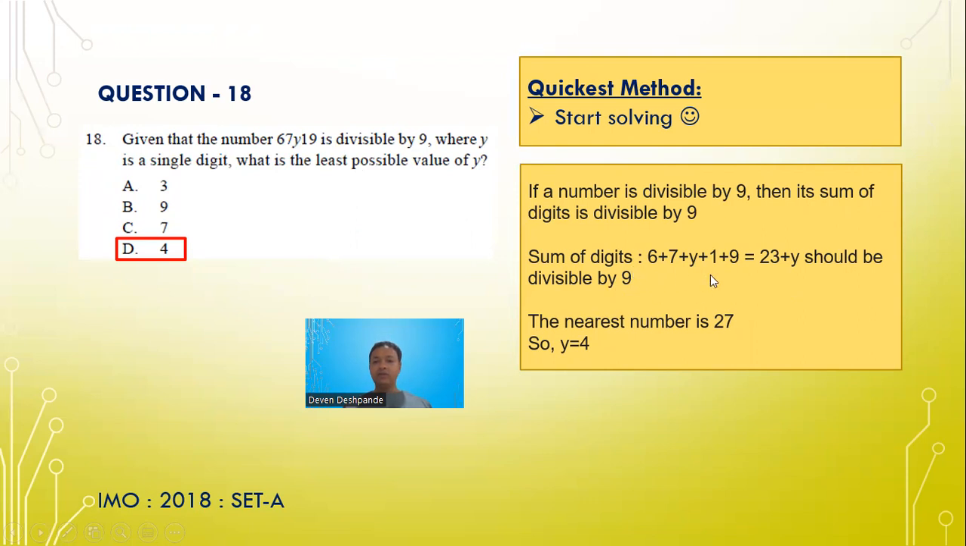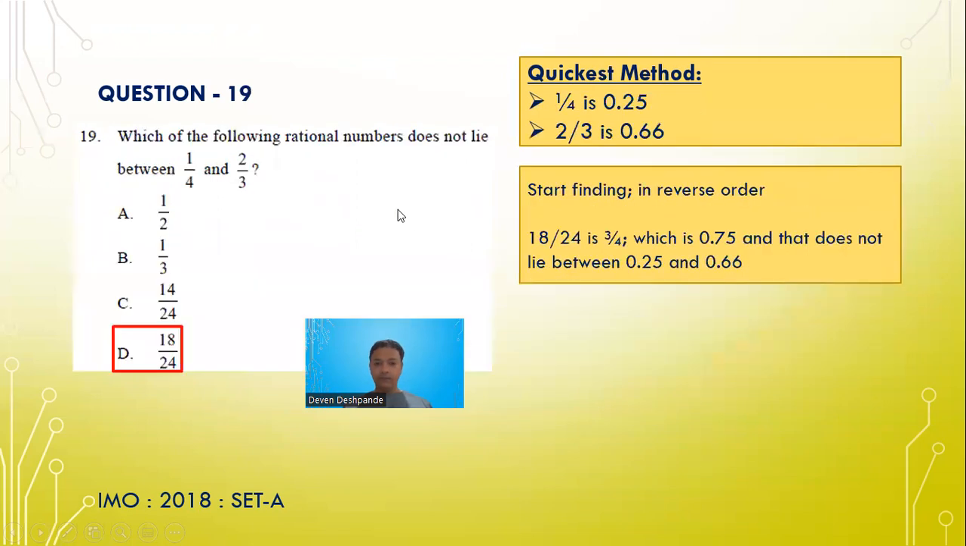So what is the closest multiple of 9? 9 times 3 is 27. So 23 plus y should be 27. So what is the value of y? y should be 4, isn't it? y is 4 because 23 plus 4 is 27, which is divisible by 9. So y is equal to 4.